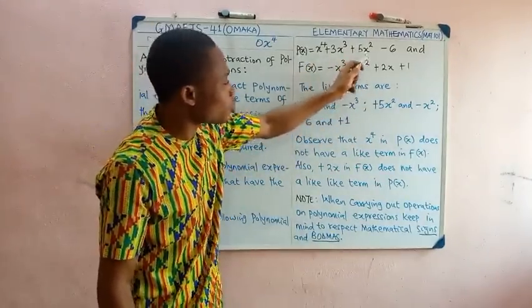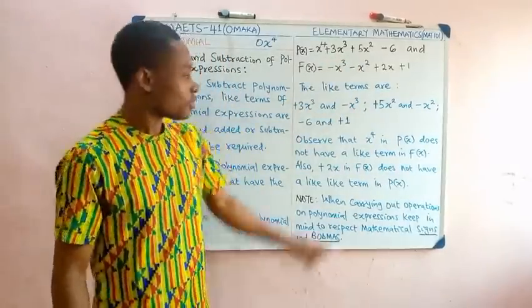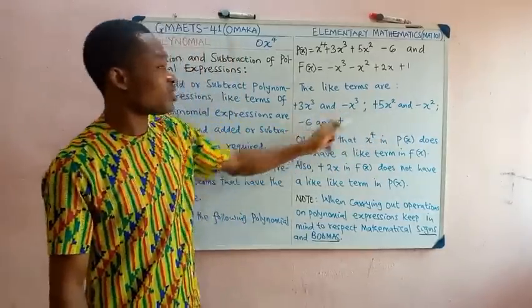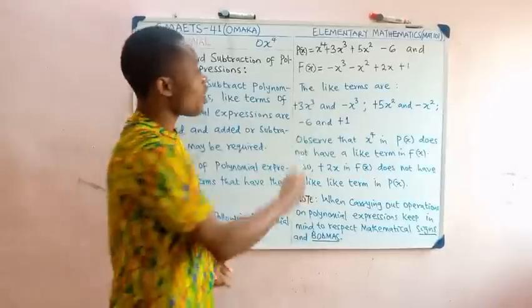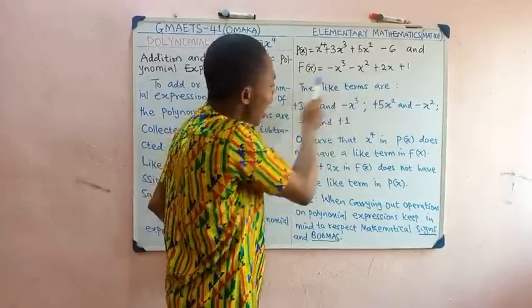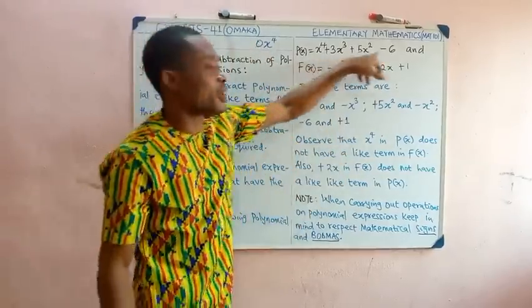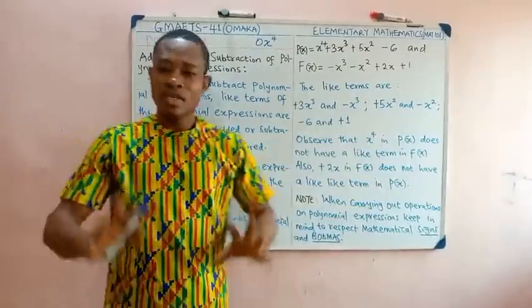So you look at x raised to the power 2, x raised to the power 2. So this term and this term are like terms. So you can see that. The same thing, the constant, these ones without x, minus 6 and plus 1. Now observe, I've stated x raised to the power 4 does not have any like term here. Then notice something, 2x in f of x does not have any like term in p of x because there is no x raised to the power 1 in p of x.